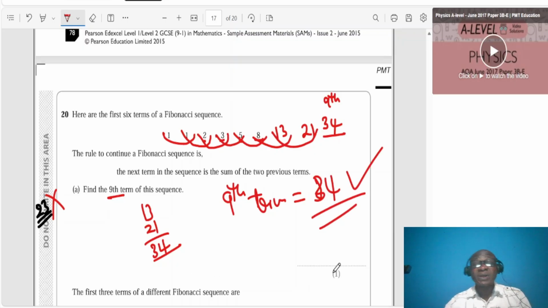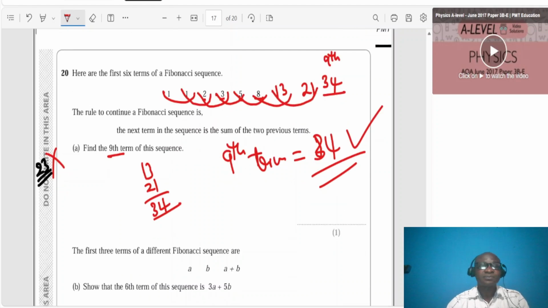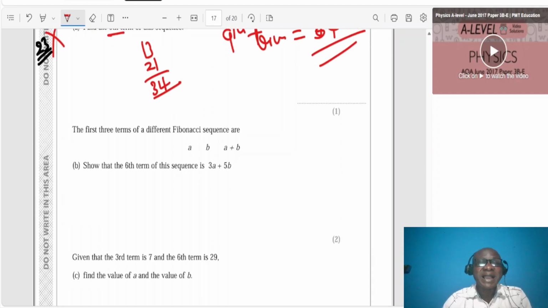Did you understand what I explained here? Yes, sir. When you add the first two, you get the third one. Add the third and fourth, you get the fifth. Add the seventh and eighth, you get the ninth. Add the sixth and seventh, you get the eighth. That is Fibonacci. Is it okay? Yes, sir.